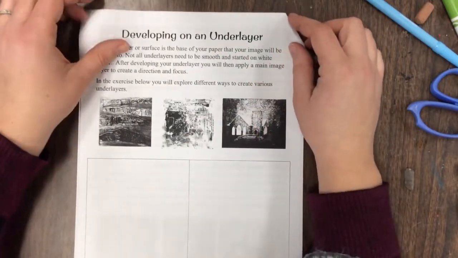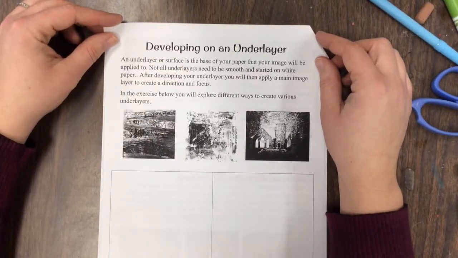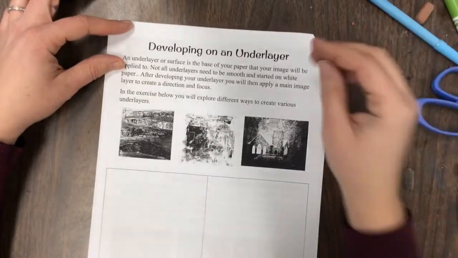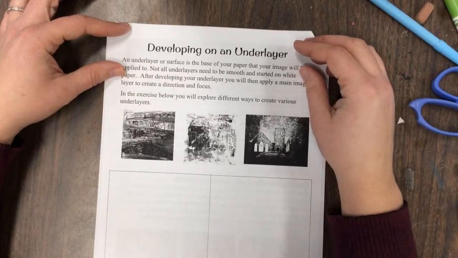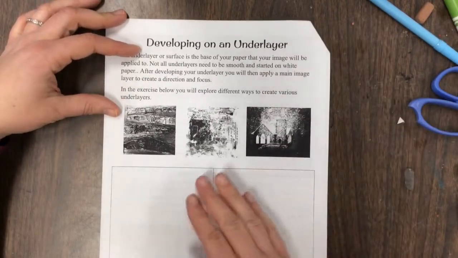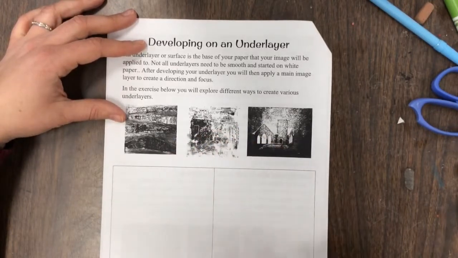Developing your underlayer kind of sounds wild, right? An underlayer or surface is the base of your paper, and you'll be applying this too. So not all underlayers need to be smooth. We already went over that, and it doesn't mean white. After developing your underlayer, you will then apply a main image later, but that's kind of how it goes, to create a direction of focus.